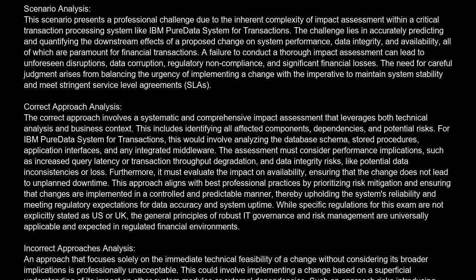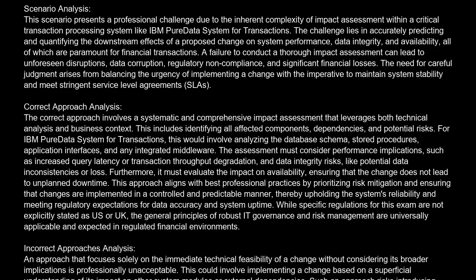Incorrect approaches analysis. An approach that focuses solely on the immediate technical feasibility of a change, without considering its broader implications, is professionally unacceptable. This could involve implementing a change based on a superficial understanding of its impact on other system modules or external dependencies. Such an approach risks introducing subtle but critical errors that may not be immediately apparent, leading to data corruption or performance degradation over time. This failure to conduct a comprehensive impact assessment can violate implicit regulatory requirements for due diligence and system integrity, particularly in financial transaction systems, where data accuracy and availability are non-negotiable.